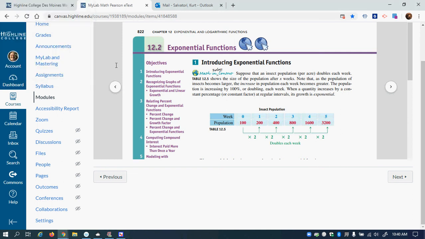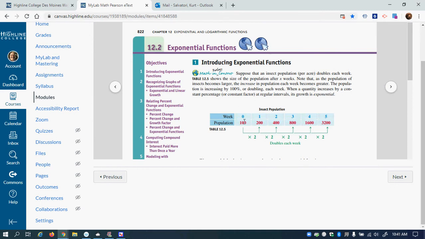Okay, so this is section 12.2, exponential functions. Let's take a look at the first paragraph of what exponential function in real life relates to. It says, suppose that an insect population per acre doubles each week.